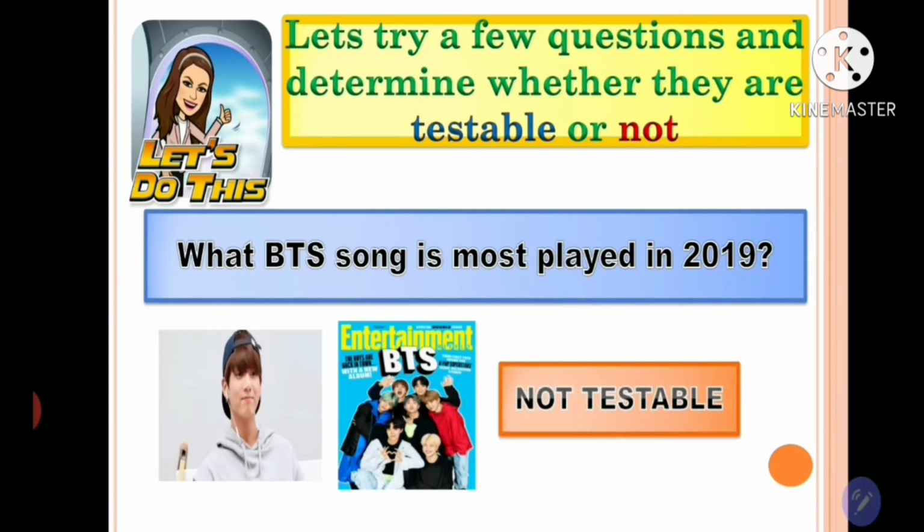Okay, it is not testable. Why? This example is also not testable because it is not timely. You want to know the most played BTS song last 2019, and we are now in 2020, unless you do background research for the year of 2019 for you to have your answer for your question. Okay? So it is not testable.